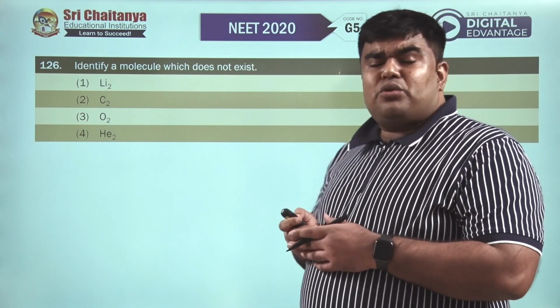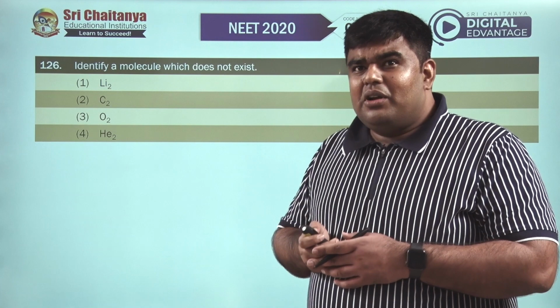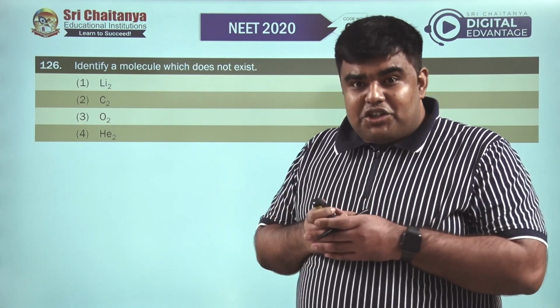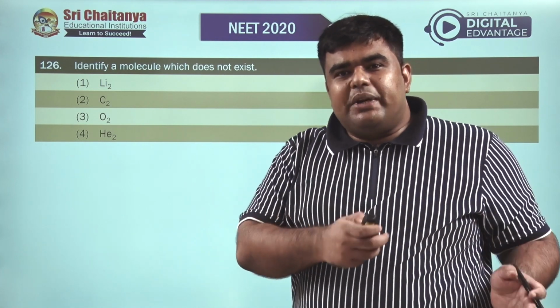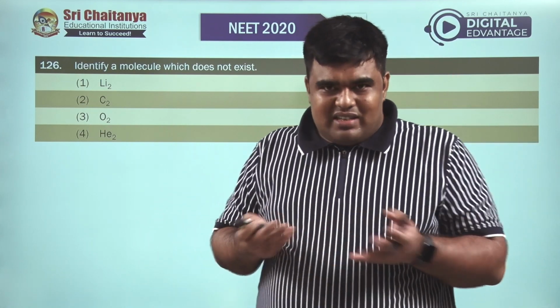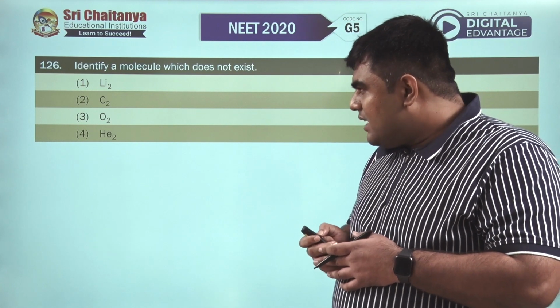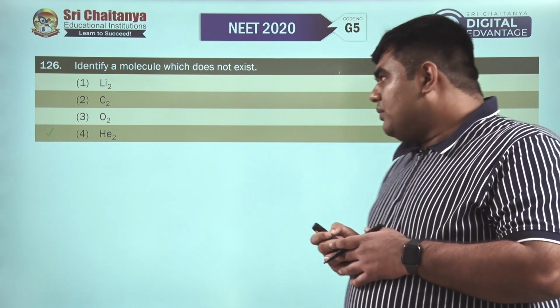So for question number 126, the fourth option is correct because there is no decrease in energy. The number of electrons in BMO and the number of electrons in ABMO are the same, due to which there is zero bond order. So for 126, we have the fourth option as the correct option.